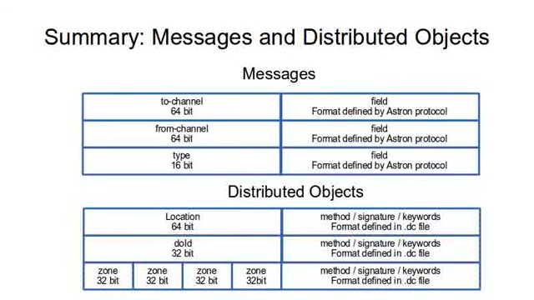Let's summarize again with a picture. So far there are messages and distributed objects. Messages are defined by the channel that they are sent from and to, by their type, and by the fields they carry their data in.